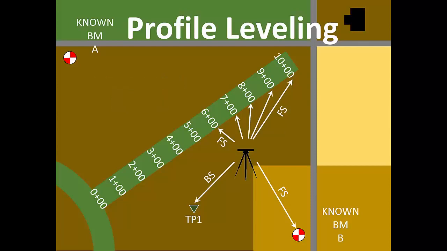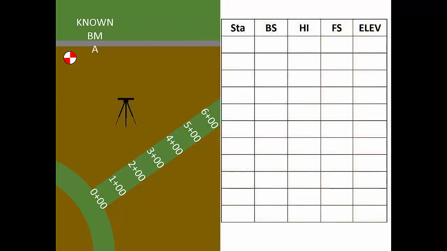Let's wade deeper into the water and explore proper note keeping and computations for profile leveling. Just as before, our notes will have the standard 5 column headings for station, backsight, height of instrument, foresight, and elevation. Benchmark A has a known elevation of 585.95 feet recorded in the elevation column in a new row labeled Benchmark A.